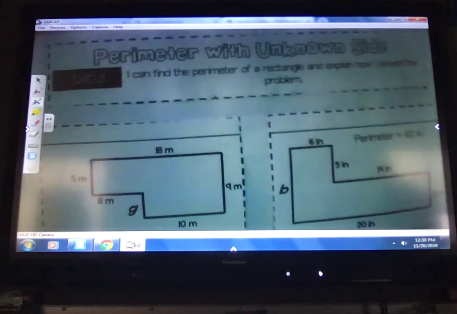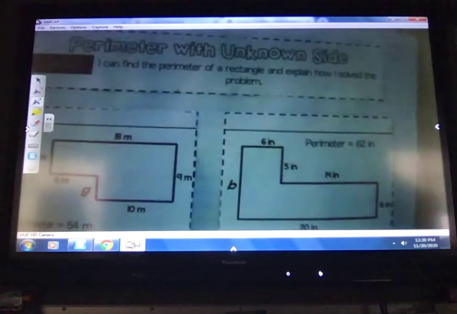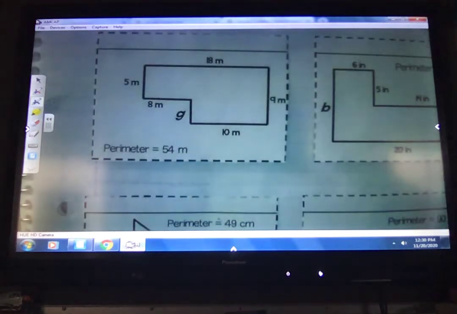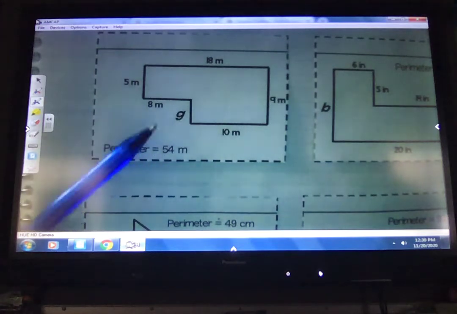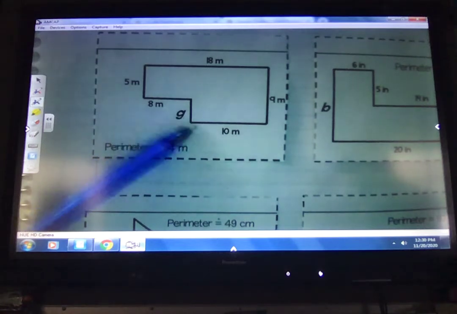This says perimeter with unknown sides. Sometimes they're going to give you a shape where they do not let you know what one of the sides equals. So then you're going to have to use the other numbers to figure out. Let's look at this first one. So I have this side that's labeled G. G just means it's a variable. That just means that there's supposed to be a number here.